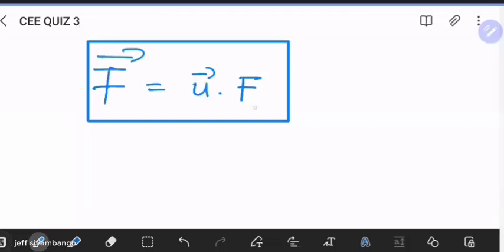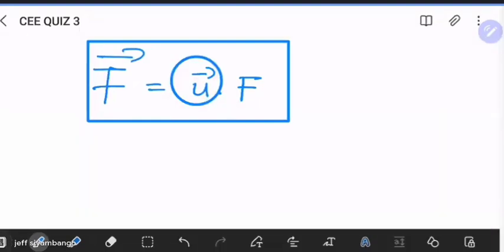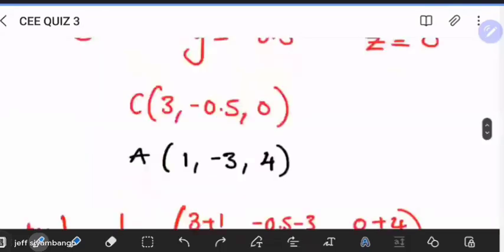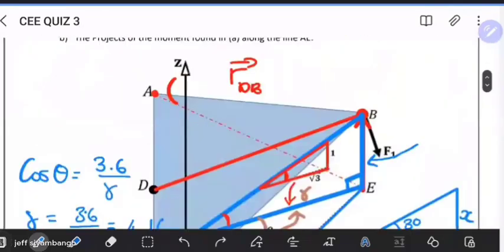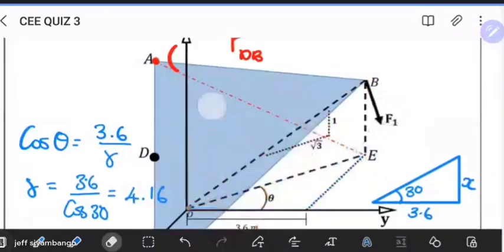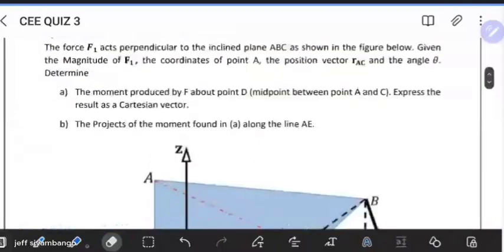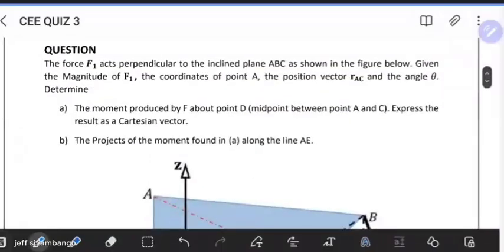So for us to proceed, we must first figure out this unit vector, a unit vector that will have the same direction as our force F. Now, how do we find that unit vector? Well, let's go back to the question. The question gives us one important detail, so to understand it, we check out this point.